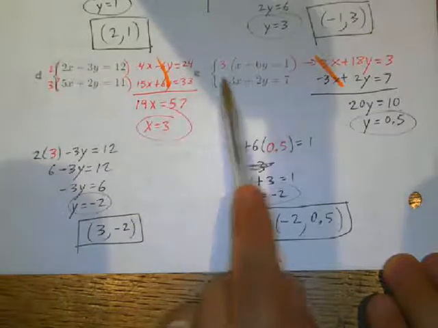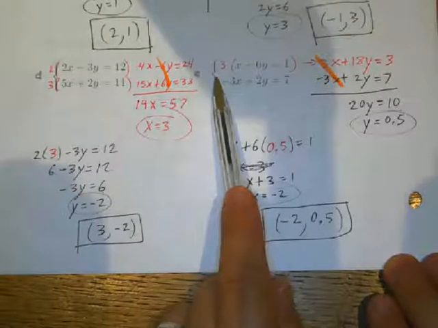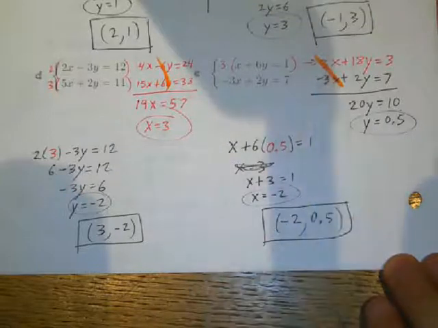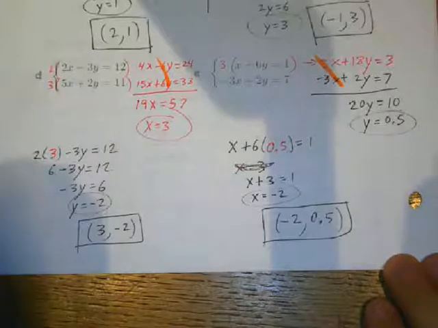Here, all I needed to do was multiply the top equation by 3, and that made it so we can cancel out the x. I hope this helps.